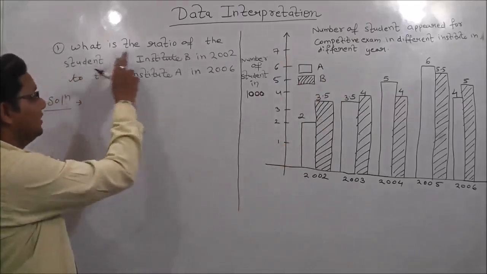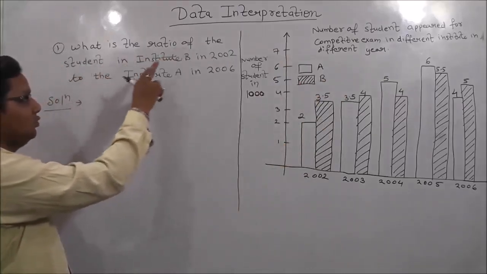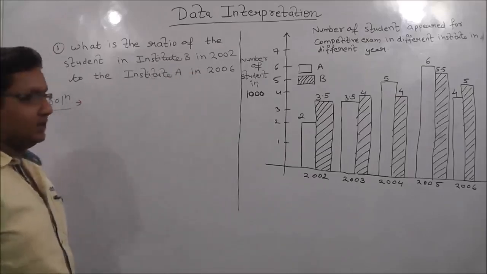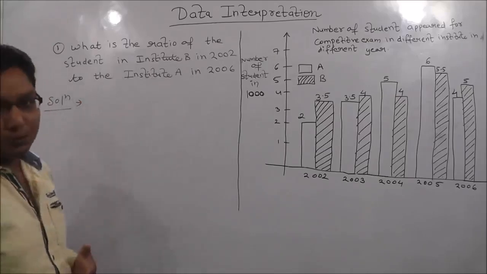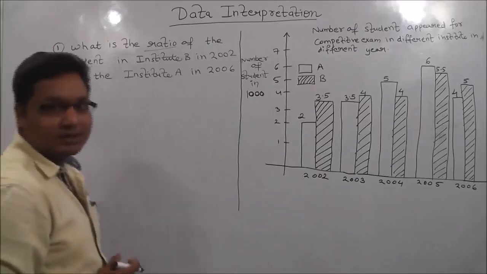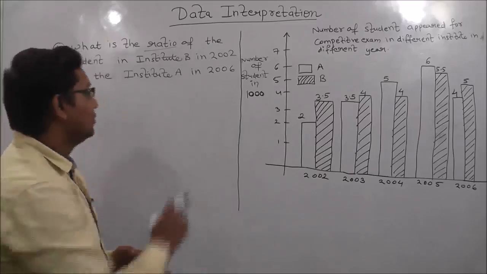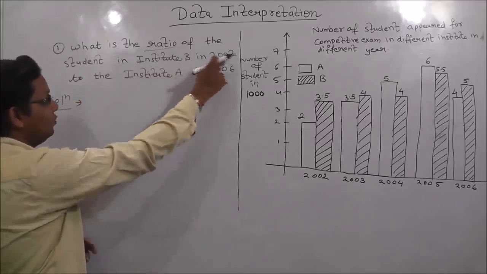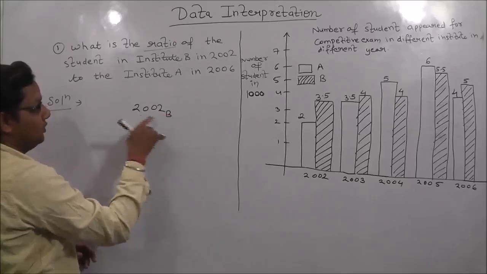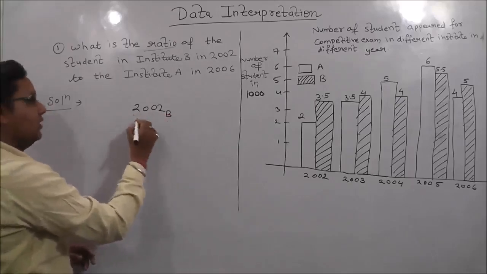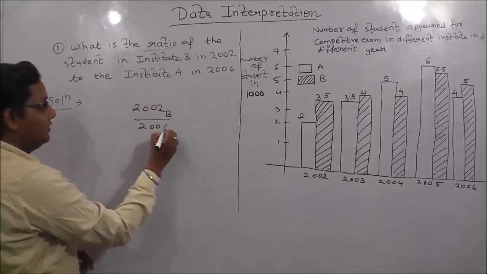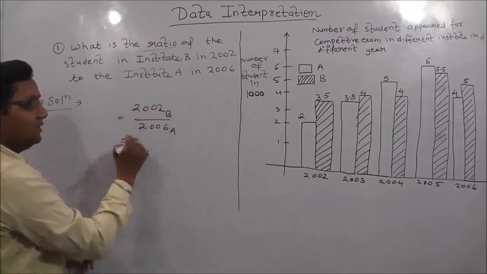What is the ratio of the students in Institute B in 2002 to Institute A in 2006? How to approach this question? What is asked? Ratio. If a ratio question is asked in data interpretation, it is the easiest one. So Institute B in 2002 upon Institute A in 2006. You have to write it in this way.